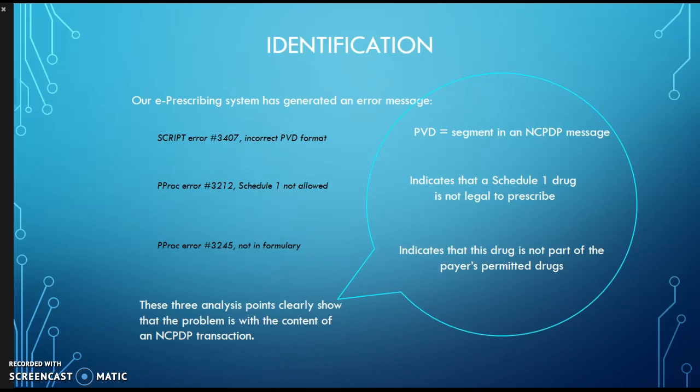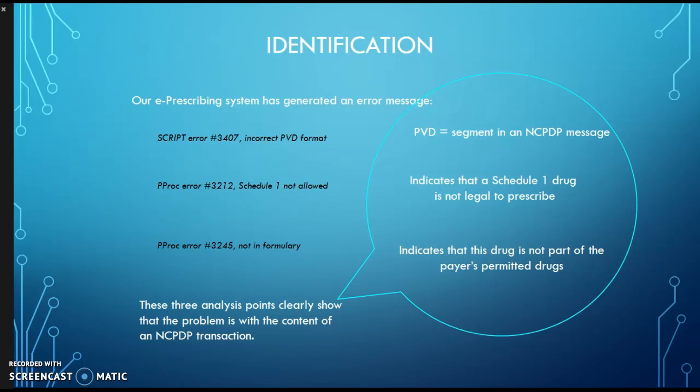An error message has been generated in our example. All three lines of the error message point to e-prescribing as being the source of the error. The error messages also point to the problem being internal to the message itself and not related to the system's configuration. The first line references PVD, which is the three-character identifier for a provider, either the prescribing provider or the pharmacy itself, on an NCPDP segment.